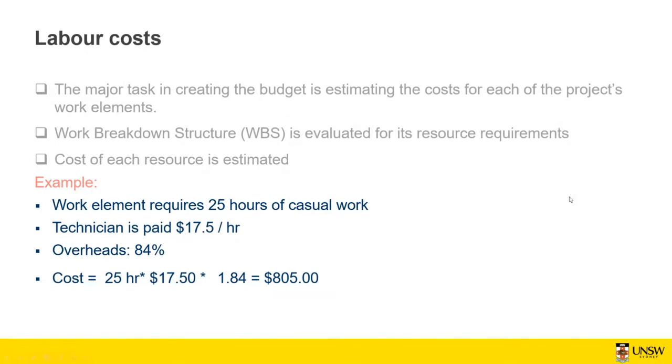An example of that is you've got a work element that requires 25 hours of casual work. So you've got a plumbing job that, based on the consultation, you know can take 25 hours of work, and the technician is paid $17.5 per hour. Probably the plumber gets much higher than that, but let's assume. And you've also got overheads. So overheads here are 84%. So do you know what we mean by the overhead here?